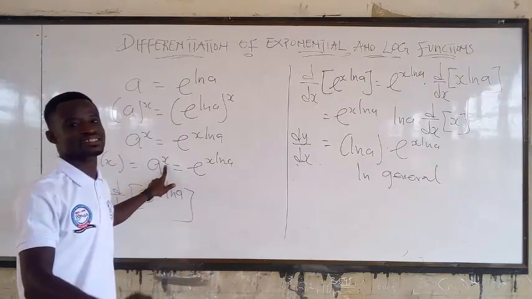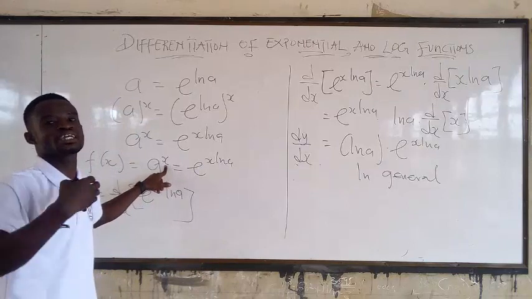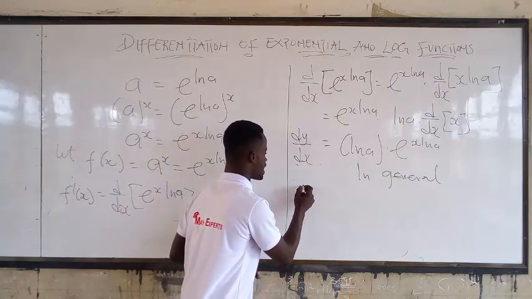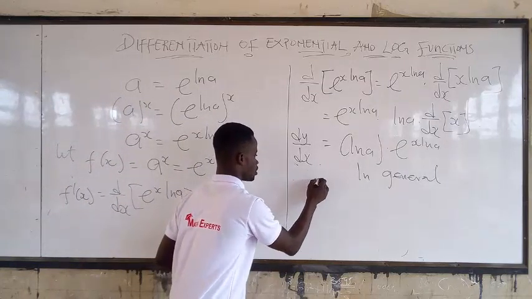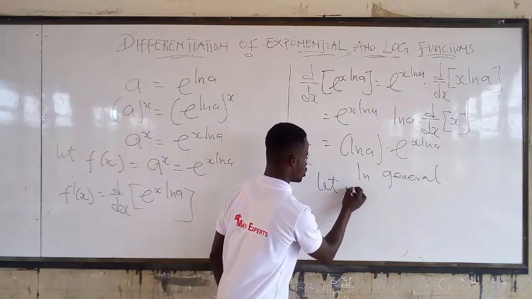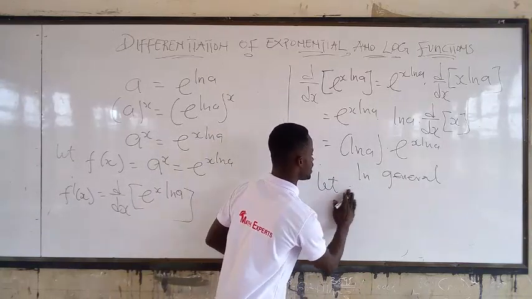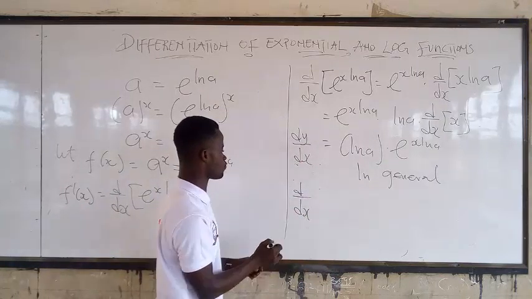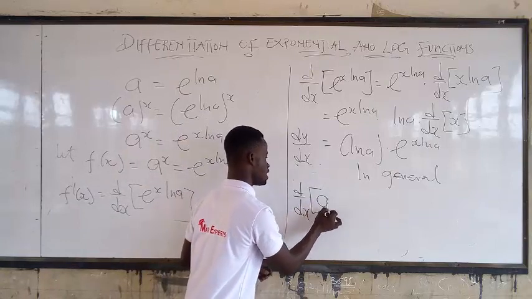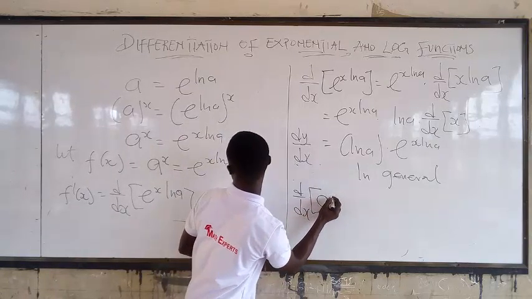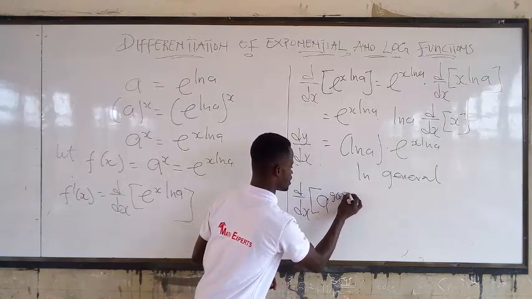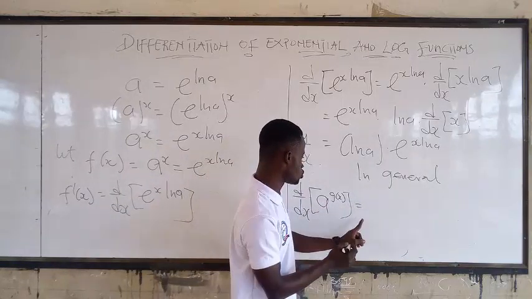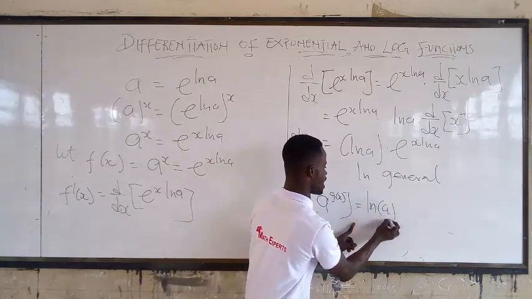The x there is like a function. The function can be in terms of anything. So in general, let's say we are going to let u, or let's use f of s. So the derivative of a raised to the power g of s, since I have already used f of s, g of s is going to be equal to ln a.